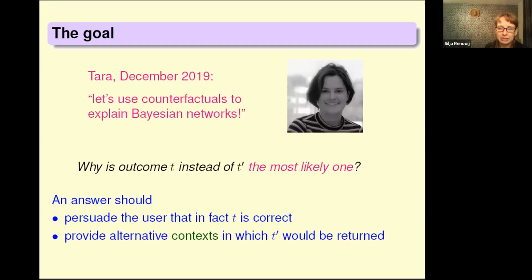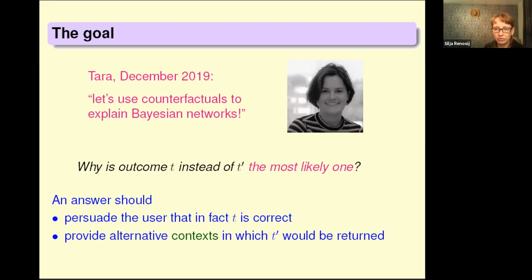Because we're looking at Bayesian networks, our output is a posterior distribution. So what does an outcome mean? Well, in that case, we're reducing that to what is the most likely one. So the outcome is the most likely one predicted by the network.